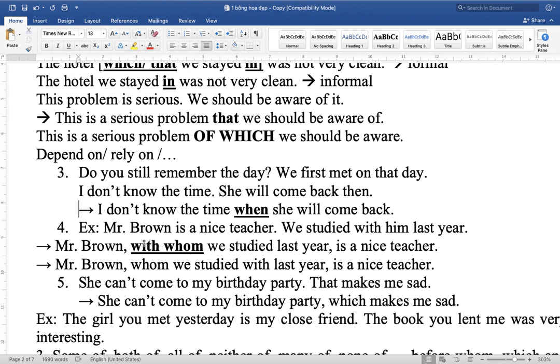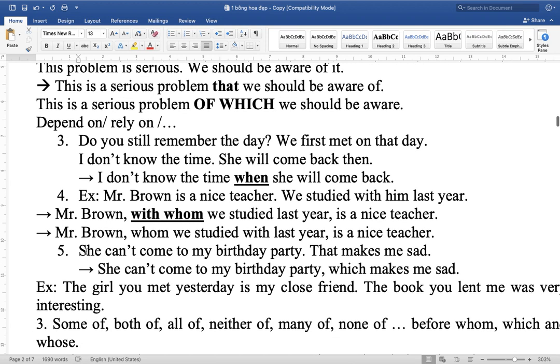Mr. Brown is a nice teacher. We studied with him last year. Mr. Brown, with whom we studied last year, is a nice teacher. Or Mr. Brown, whom we studied with last year. So can you use who or whom here? Okay, but I recommend you use the first one, Mr. Brown, with whom we studied. So with this teacher.